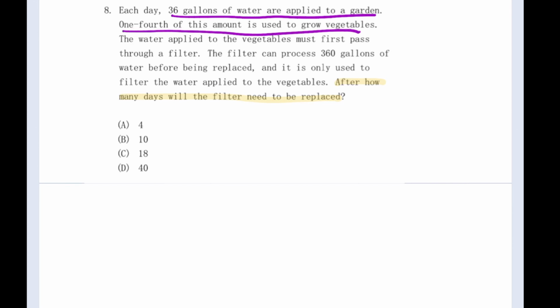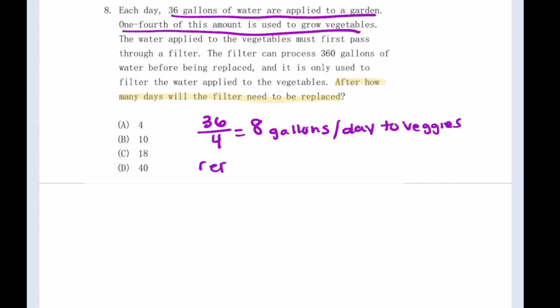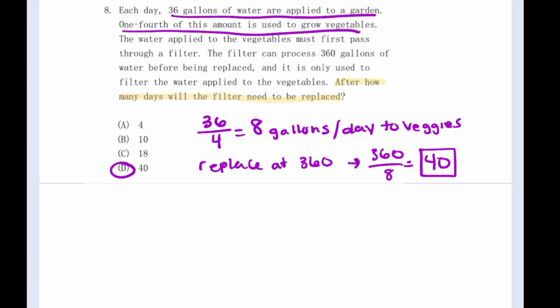Okay, so each day we have 36 gallons of water, and 1/4 of this is used to grow vegetables. So we're going to take 36 and divide it by 4, which is going to give us 8 gallons of water used per day to water the vegetables. So we know that the filter is going to process 360 gallons before it has to be replaced. So we're going to take 360 and divide it by 8, which is going to give us 40. So this means after 40 days, we'll have to replace the filter.